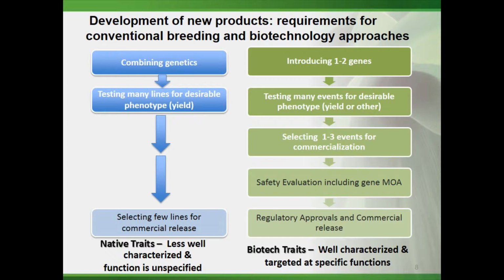The outcome of this is that as a result of breeding, we have so-called native traits that produce better yield. However, we know much less, they are characterized much less, and the function is not clear and not specified. When we're talking about biotech traits, they are usually well characterized and targeted at a specific function, and that's what I will try to show you today.